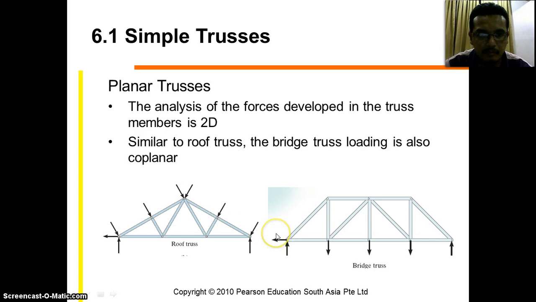Okay. So for planar trusses, we analyze the forces developed in the truss members in 2D. So now we are focused on two dimensions. Similar to the roof truss, the bridge truss loading is also coplanar. So we have here the roof truss, and this one the bridge truss. All the forces act on their end joints here.